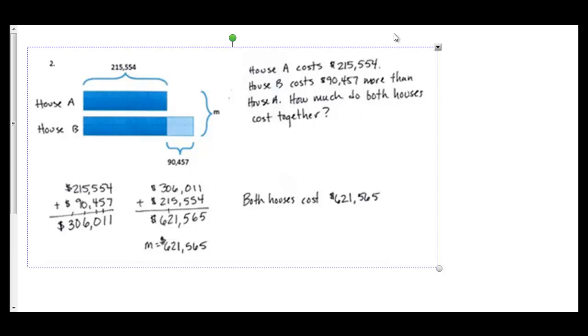So regardless of what your problem set up here, you should have been asking for the total of these two together, in which case, when you added all of this together, you should have had that both houses cost $621,565.